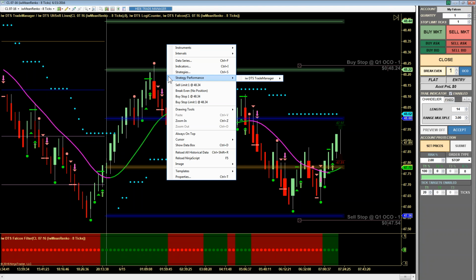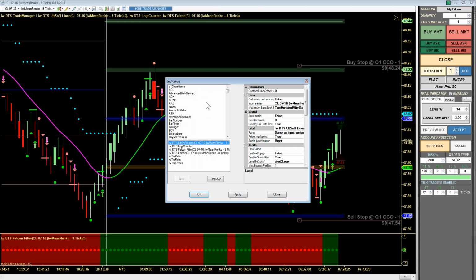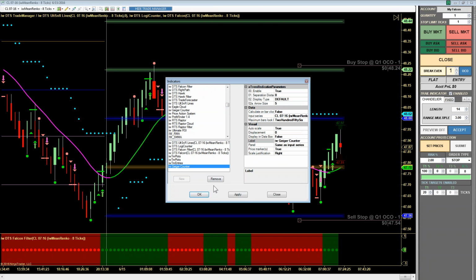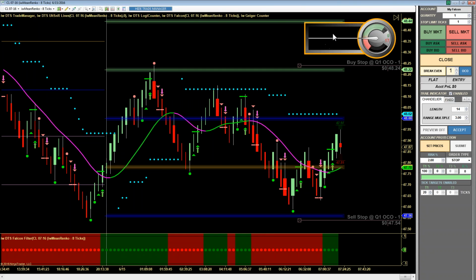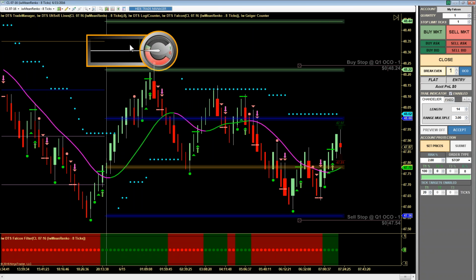Oh, I haven't told you about the Geiger counter yet. Let's throw the Geiger counter on here so you can see the order flow. Geiger counter is a great little tool. What it does is it shows you the order flow. And so you have this tape portion. You're going to see this fill up here in a second with the orders. And then we have the dial segment, which shows us who's currently controlling the market.